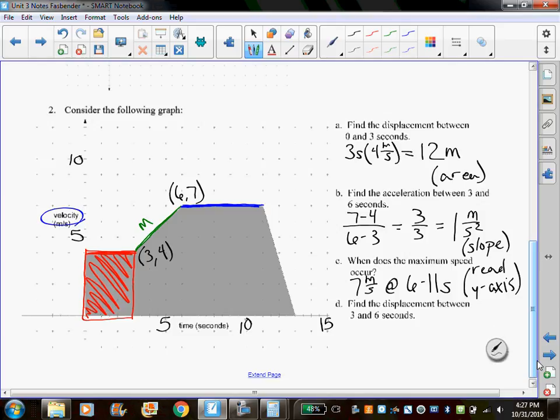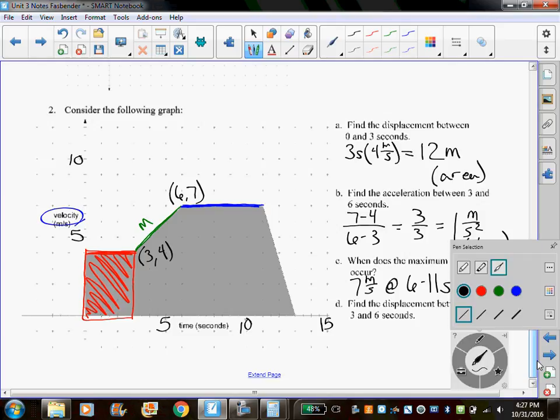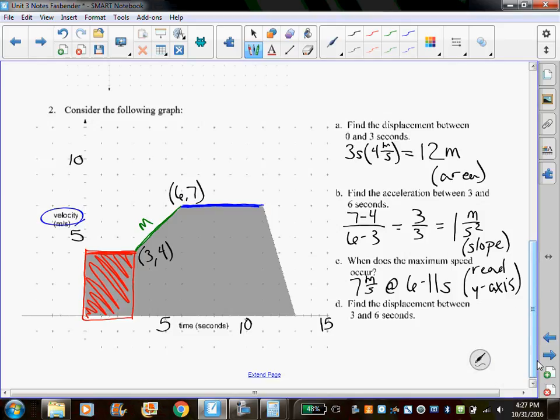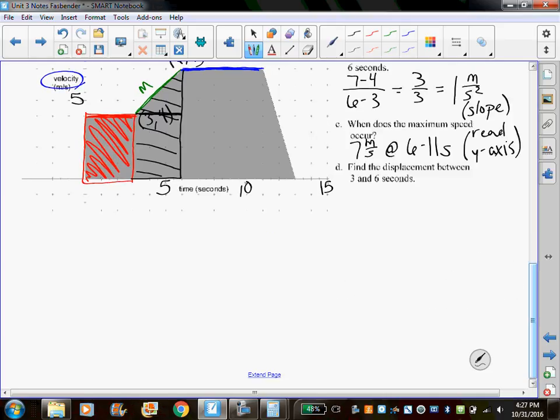And now the last problem, find the displacement between 3 and 6 seconds. So between 3 and 6 seconds, we're literally looking at this area right here. And that looks like a trapezoid. Now, I like to break up trapezoids into a rectangle and a triangle because that helps me think about it. And I definitely remember how to find the area of a rectangle and how to find the area of a triangle. I can just add those two together.